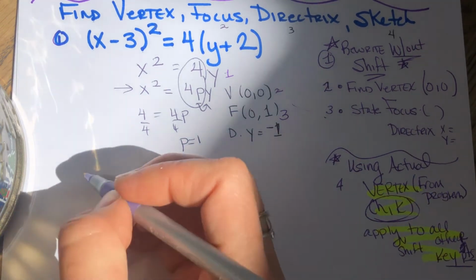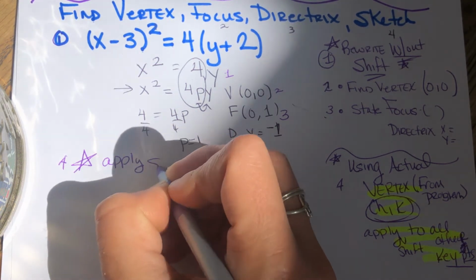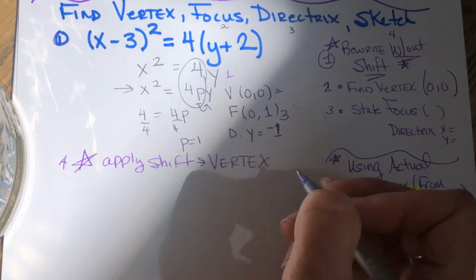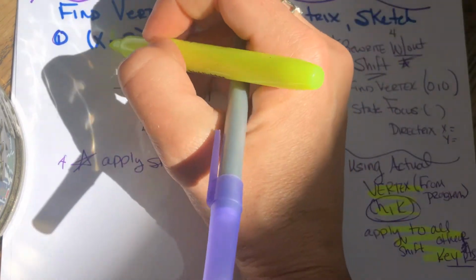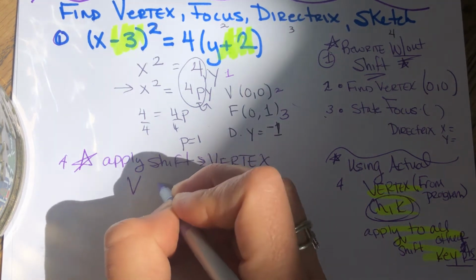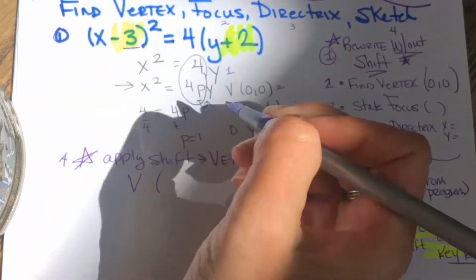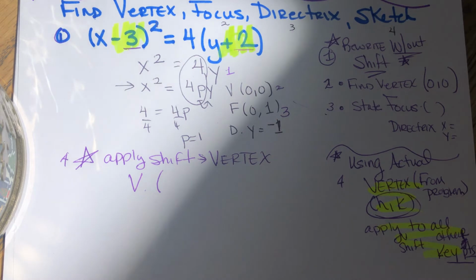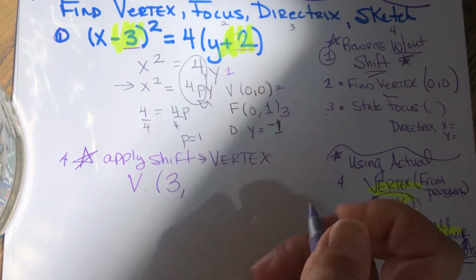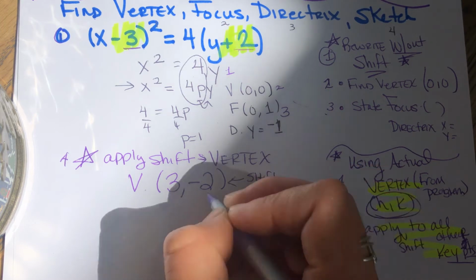Okay, so step 4, apply the shift. Now, if you're like, well, what's the shift? Your shift is the vertex. Well, what's the vertex? Your vertex is right here. Remember from when we did circles, it's just the value. Or you could say the opposite value, right? Like x minus h squared. So it's the opposite. So your opposite of a -3, +3, +2, -2. This is your shift, besides the fact that it's the vertex.